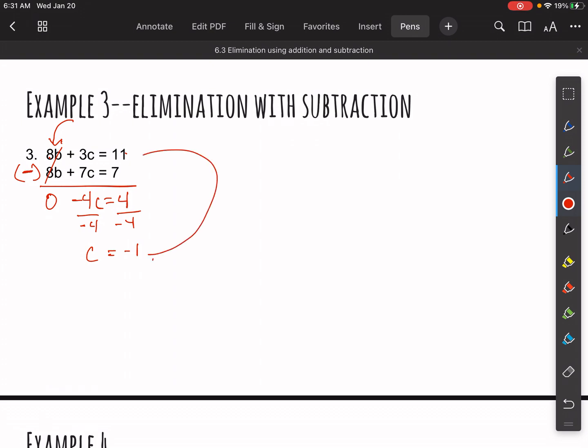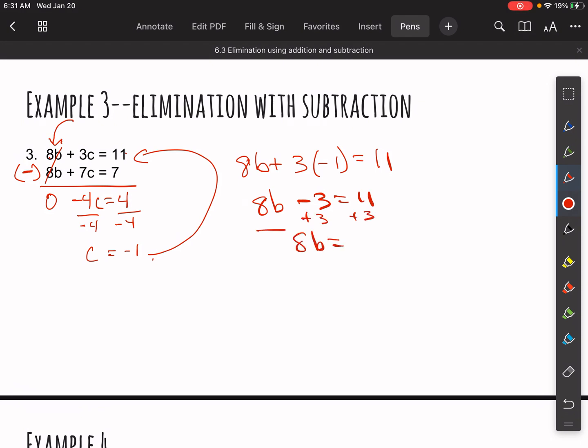Take that, plug it back in. I'll plug it into the first one this time, so we have 8b plus 3 times negative 1 equals 11. Okay, so that means 8b minus 3 equals 11. 8b then is equal to, we add 3 to both sides, we get 14. b is equal to 14 over 8.